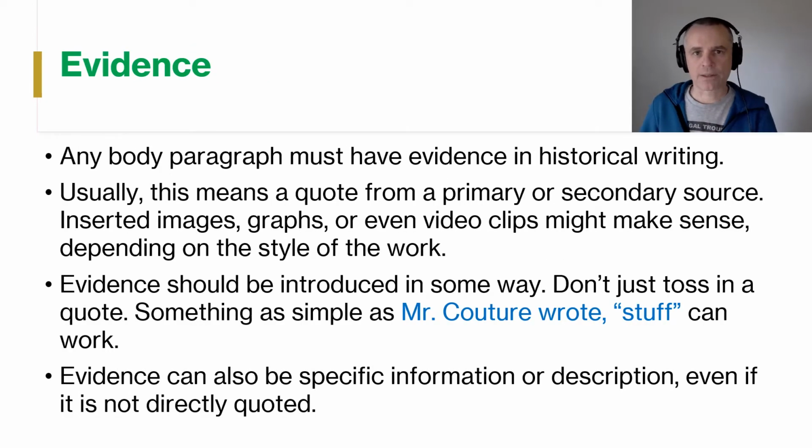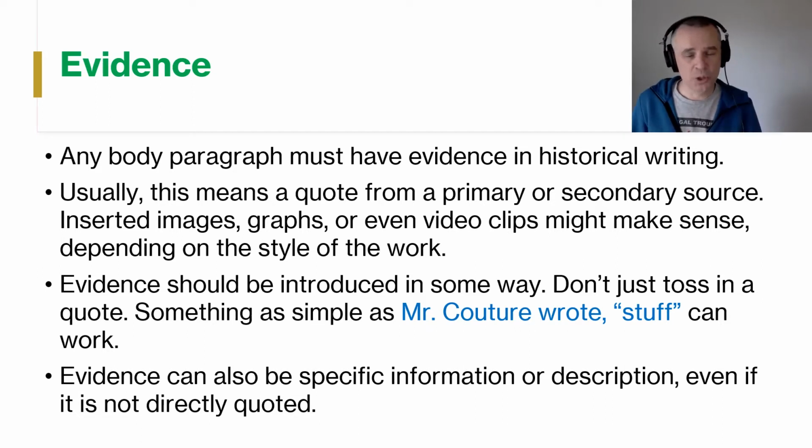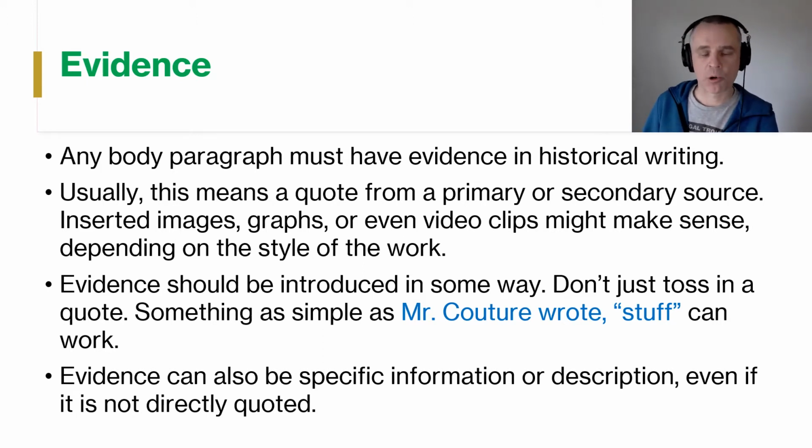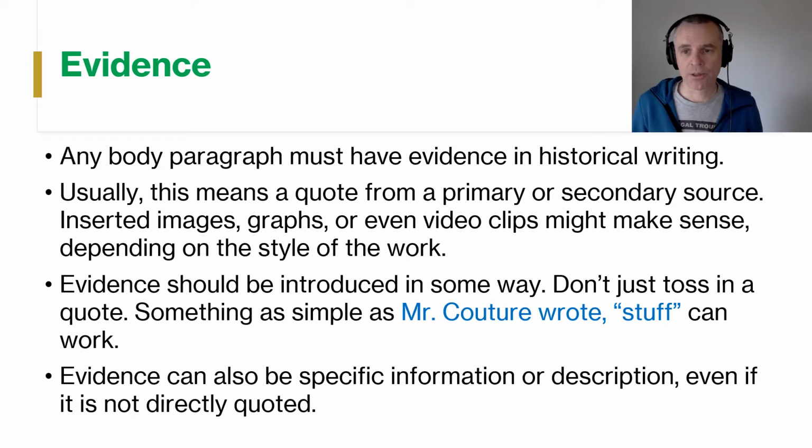So evidence. In a history paper, you need a lot of evidence. And any body paragraph in a history paper should have evidence. This usually means a quote, usually from a primary or a secondary or a tertiary, if you're really getting fancy, source. It can also include images, if you know how to insert those into the text, or graphs, or if you're doing an electronic paper, you could even have video clips. Any of that stuff makes sense depending on what kind of paragraph you're writing and what format you're turning the work in.